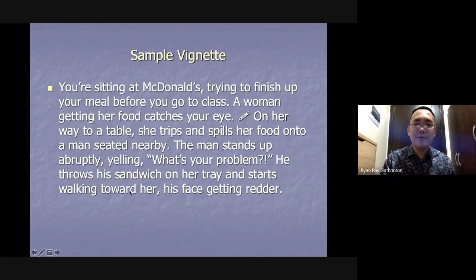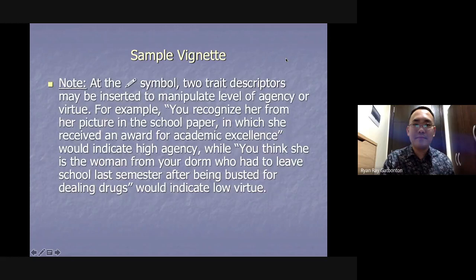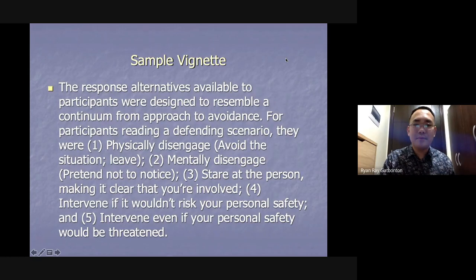So here's a sample of a vignette. You can read this. You try to do it on yourself. Okay, it's in your lecture notes. You can go back into this, try to answer, and notice how it will elicit a response from you. Okay.